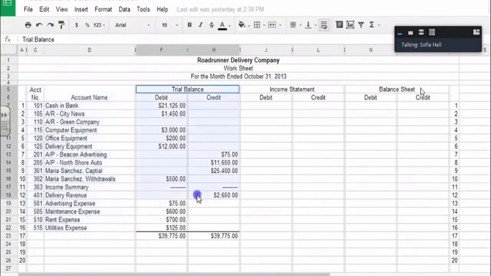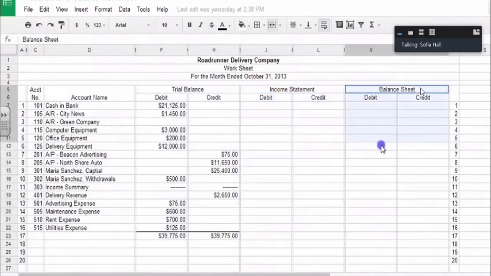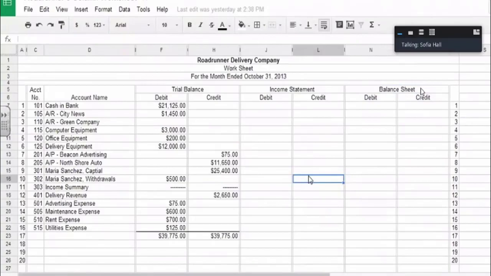Section 3 is our trial balance, and it includes a debit column and a credit column. Section 4 is our income statement section, which includes a debit and a credit column. And the last section is the balance sheet section, which includes a debit and a credit column as well. The whole purpose of this worksheet is to start to compile information that is going to be included in the financial statements that we're going to prepare later.